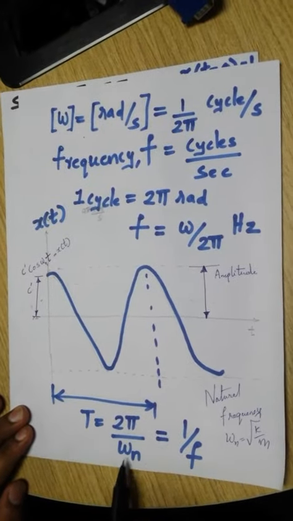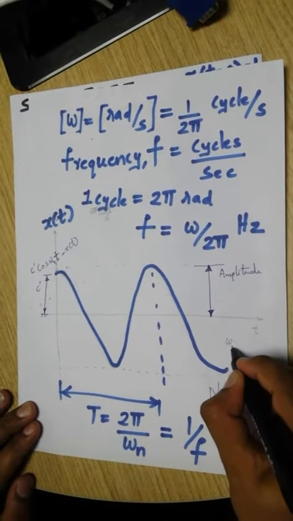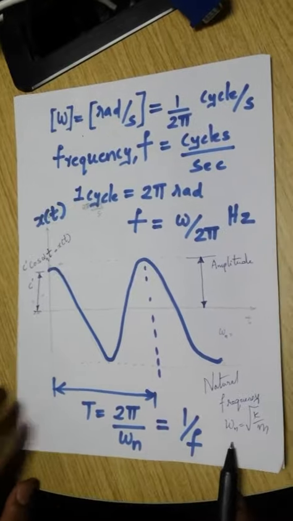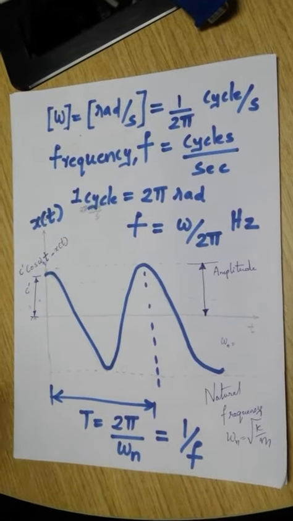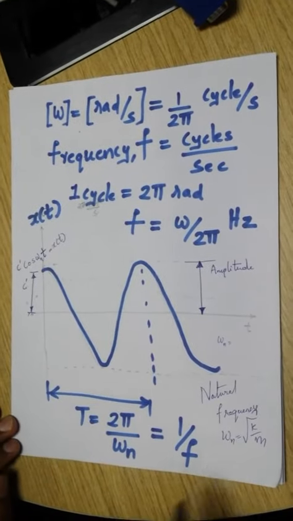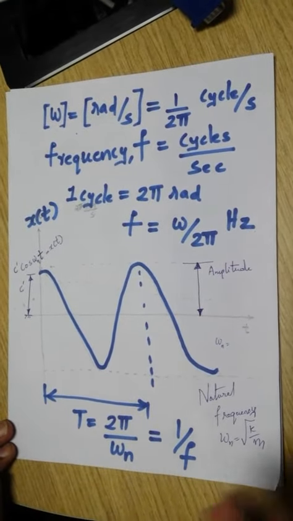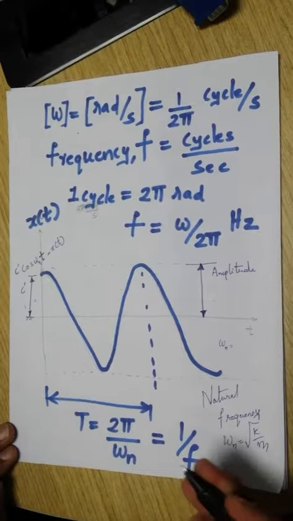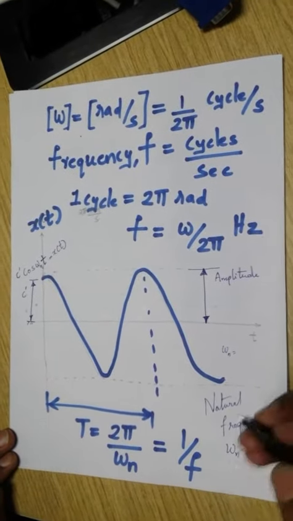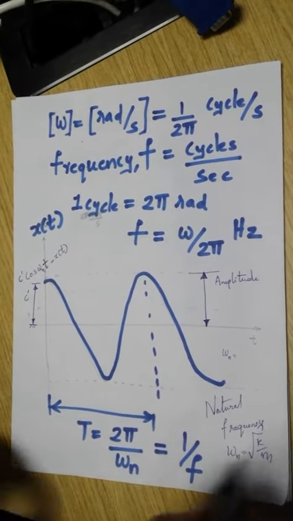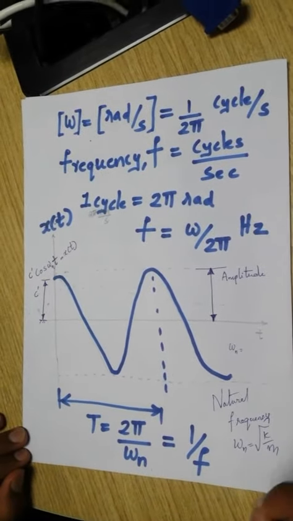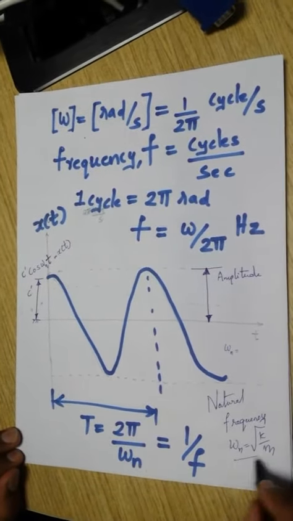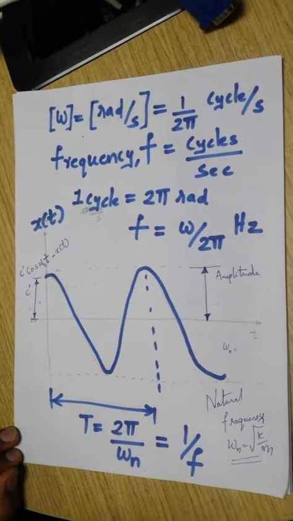Now we can go back to omega n. In the earlier lecture, I defined omega n as root of k by m. It is the natural frequency. Appreciating it from a physical point of view, you have a system, and once you leave the system after a slight excitation, that is the frequency at which it will vibrate. That is the physical relevance of natural frequency.